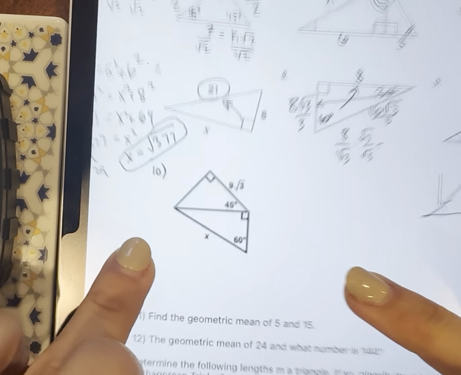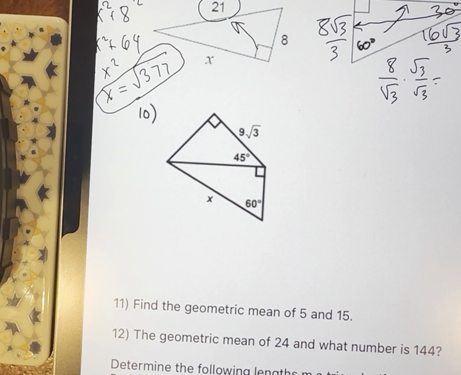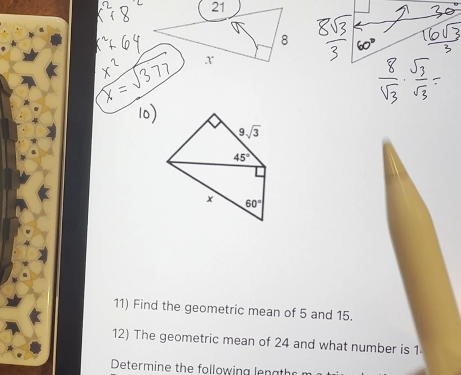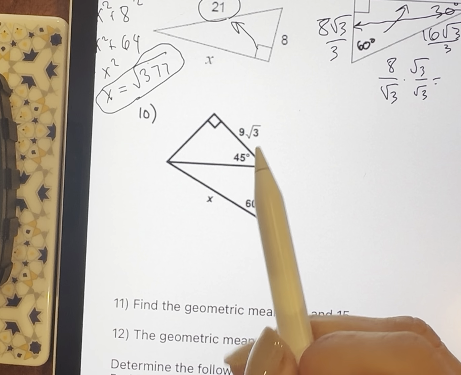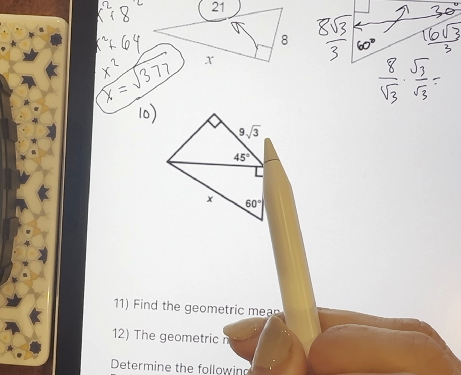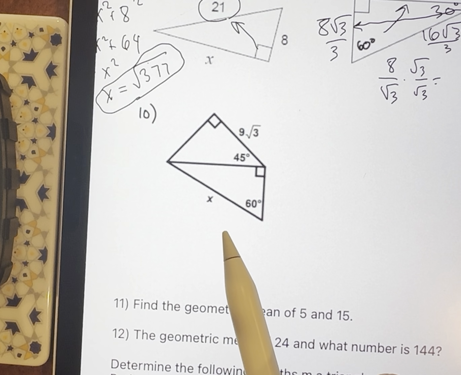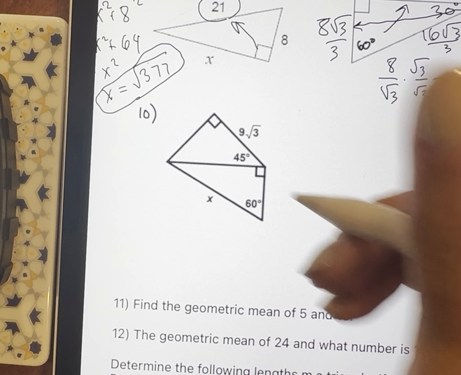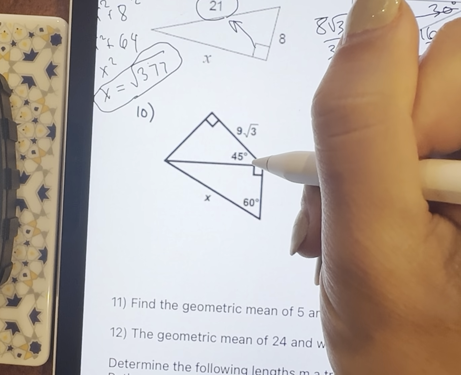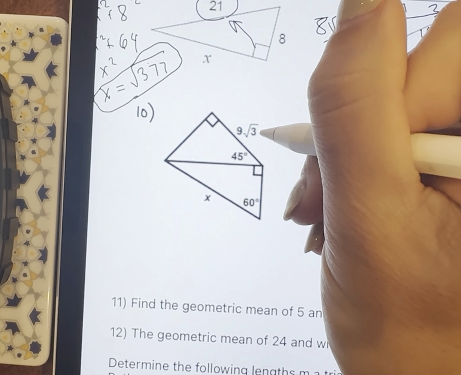Here's a good one. Number 10, we have two triangles and they are joined. So we want to find x. We have a 45, 45, 90 where we know a leg. We've got to bring this information over here somehow. So to get the hypotenuse of the 45, 45, 90, I have to multiply this by rad 2.